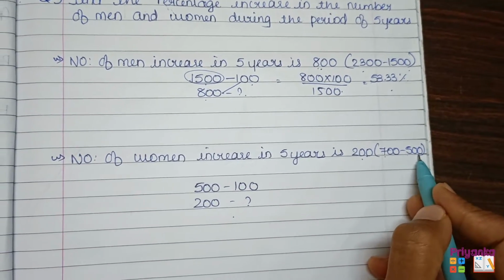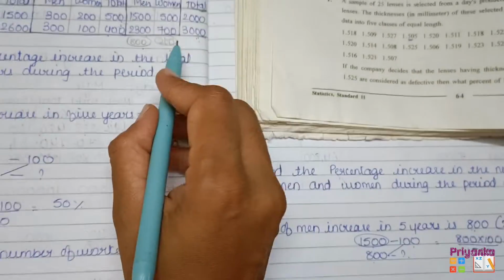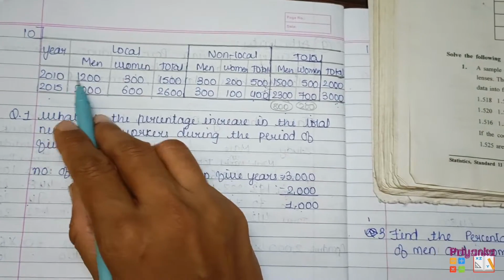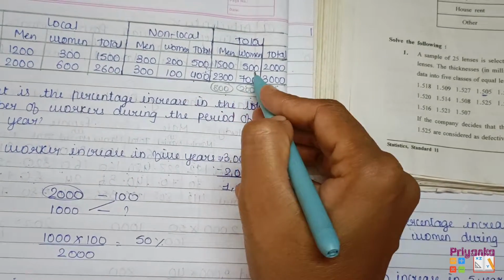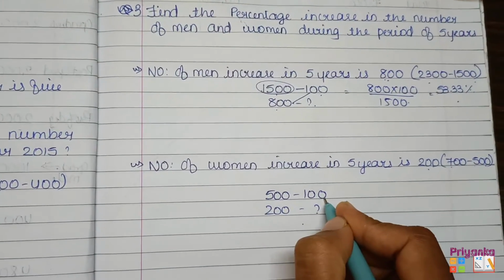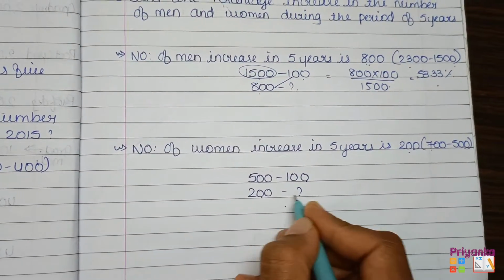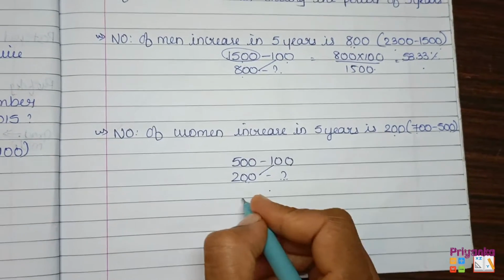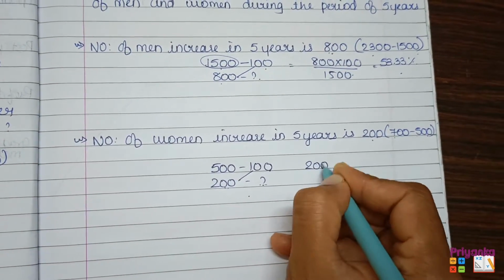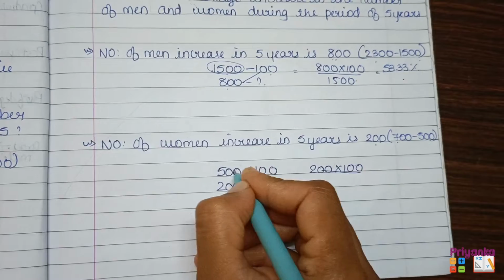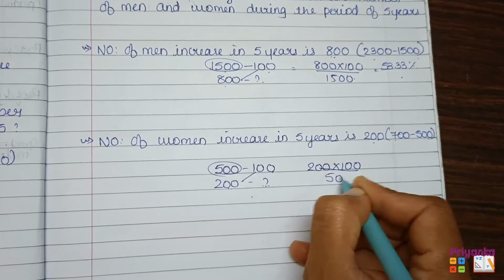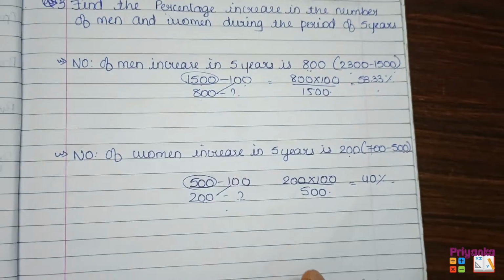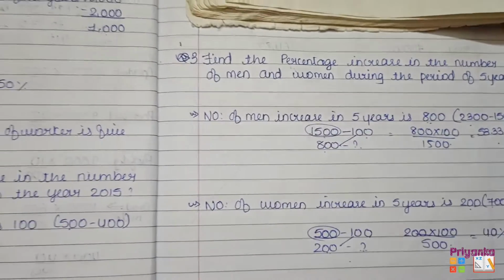Even the same information I have written over here, that the number of women increase in 5 years is 200, 700 minus 500. So remember, when we are comparing to 100%, we are taking the year 2010 every time. So 500 is compared to 100%. 200 means increase in 200, how much percentage? Let's use cross multiplication, 200 into 100 divided by 500, and here we get the answer 40%. That's all. Moving to the next.